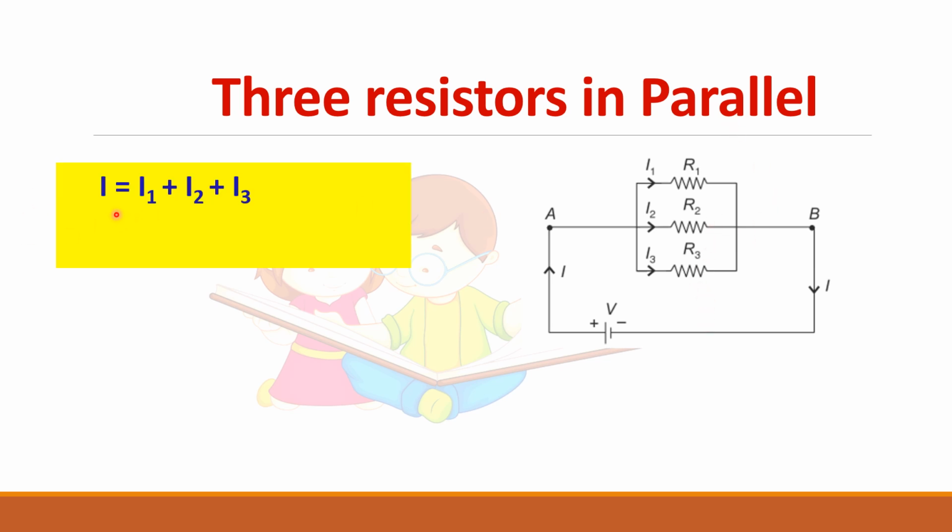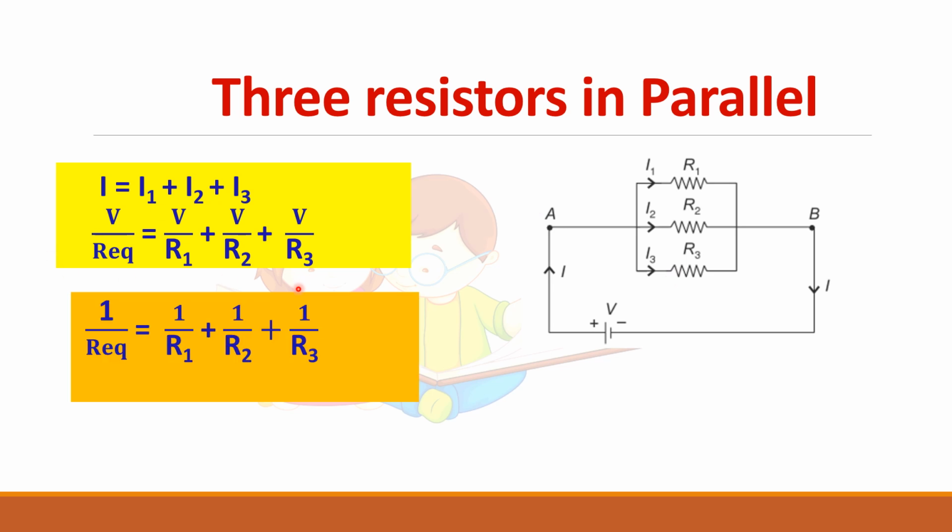So in this case I can write I is equal to I1, I2 and I3. Similarly, what you will get is 1 by R equivalent equal to 1 by R1 plus 1 by R2 plus 1 by R3. So if I have 5 resistances, I will write 1 by R4 plus 1 by R5 also. So you keep the equation as such. It is not a big deal.